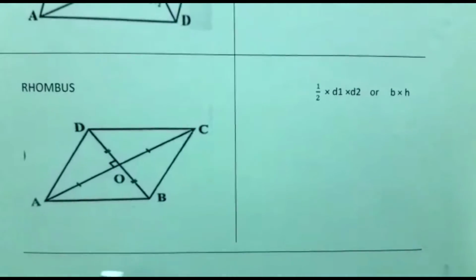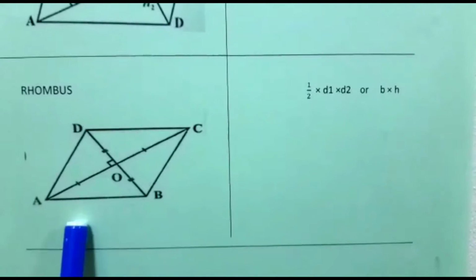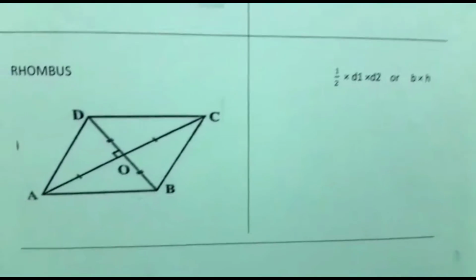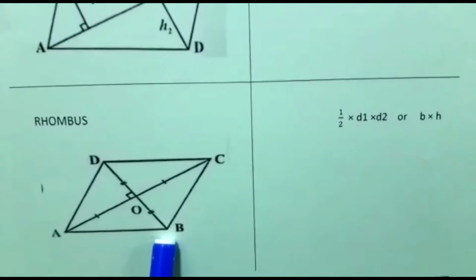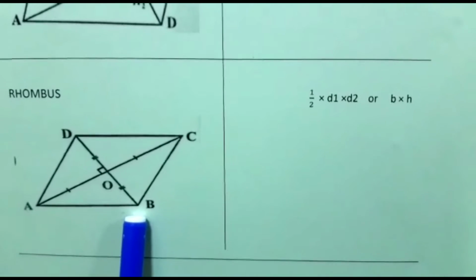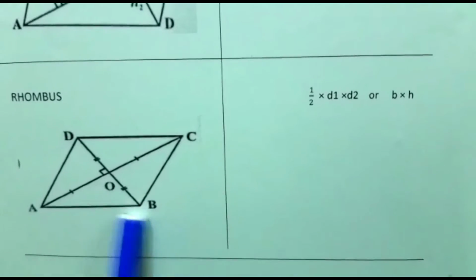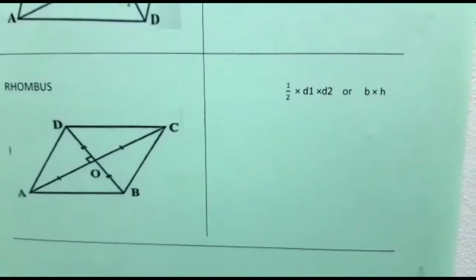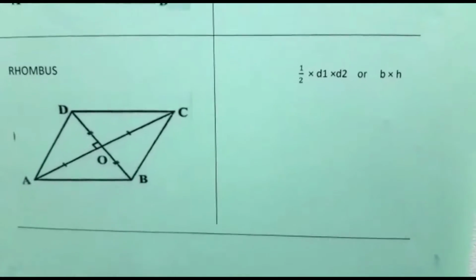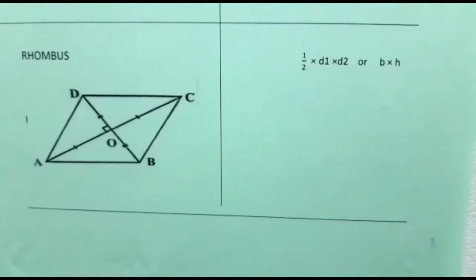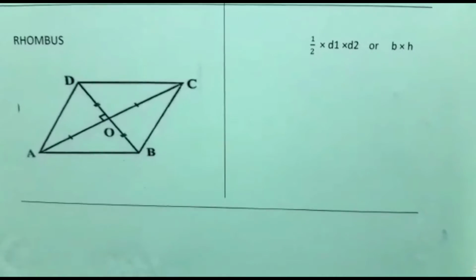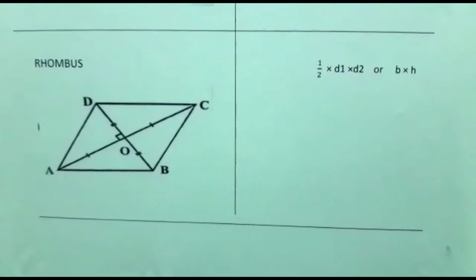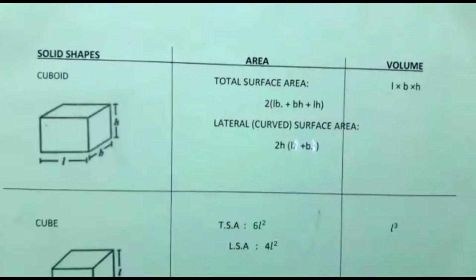Or if you are given the base, the measurement of a side, and the perpendicular height, one of the sides, the base, multiplied by the perpendicular height, also gives the area of the rhombus, like a parallelogram. So there are two formulas we can apply: half into d1 into d2, the product of the two diagonals, or base multiplied by perpendicular height. Depending on the measurements given in the question, you can find the area of the rhombus.